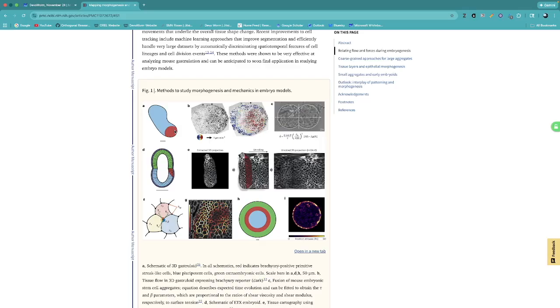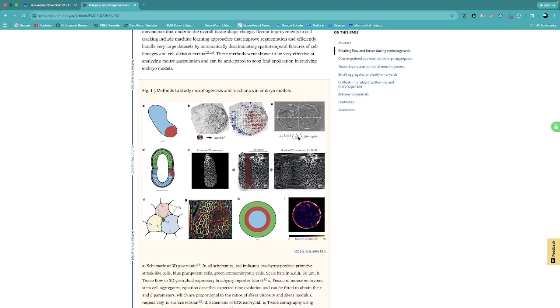B is where we have tissue flow in a 3D gastruloid expressing a brachyury reporter, which is dark, and then the other cells which aren't. So you have these cells in the gastruloid that are expressing these developmental markers and some that are not. So they're kind of being primed for differentiation or primed for a specific developmental stage. C is the fusion of mouse embryonic stem cell aggregates.